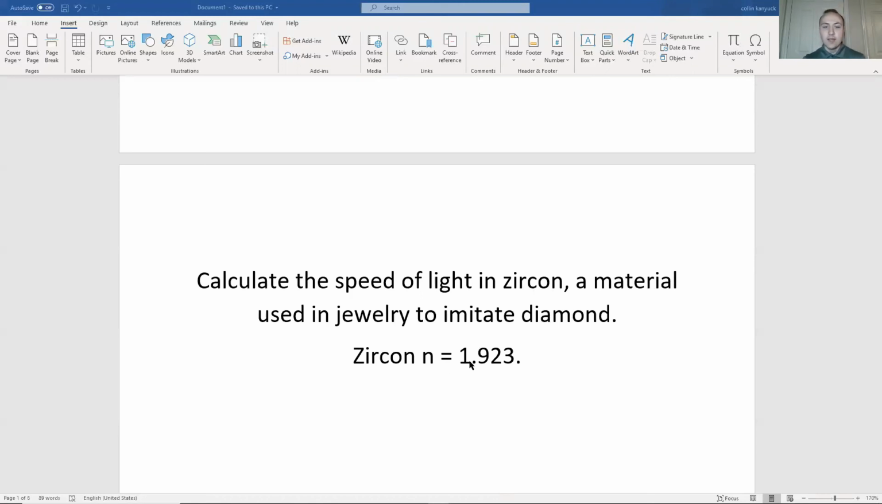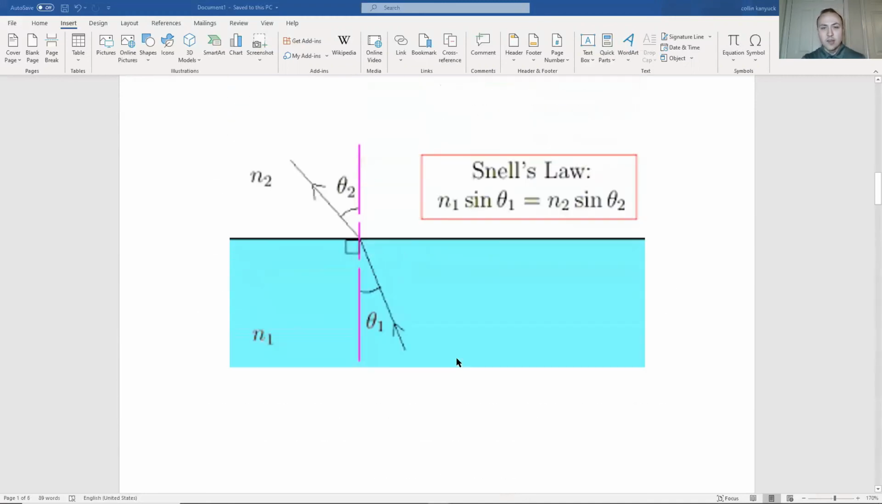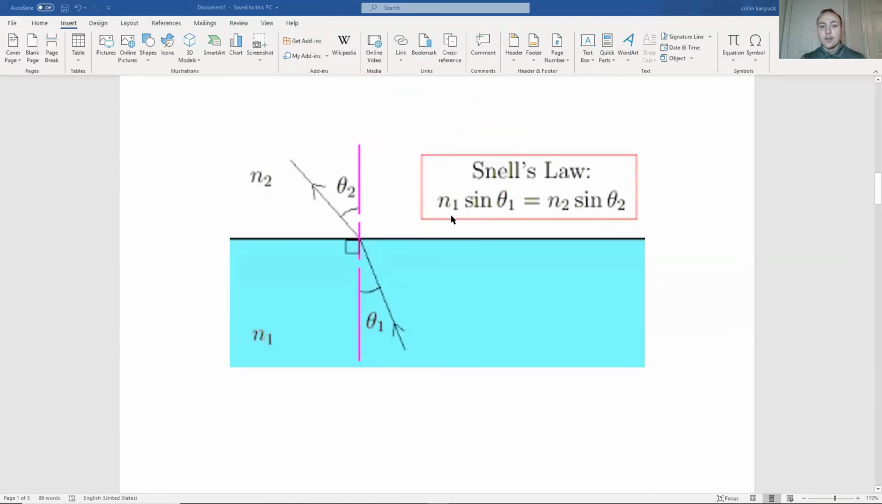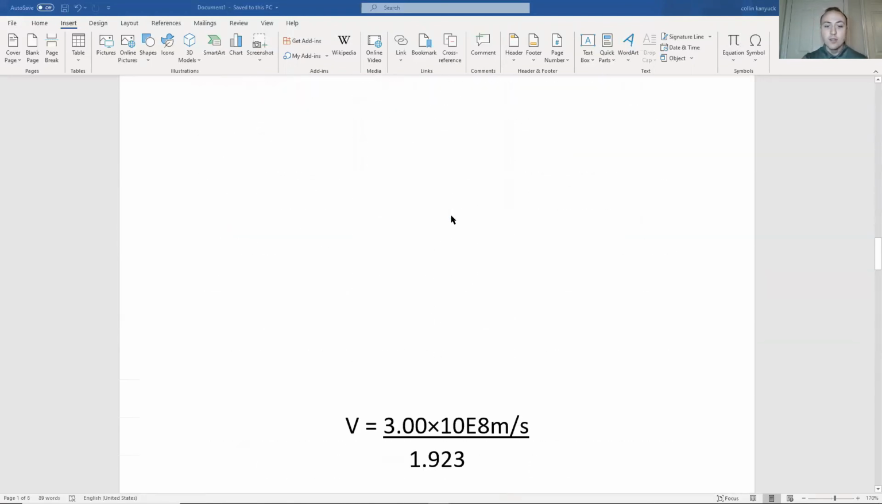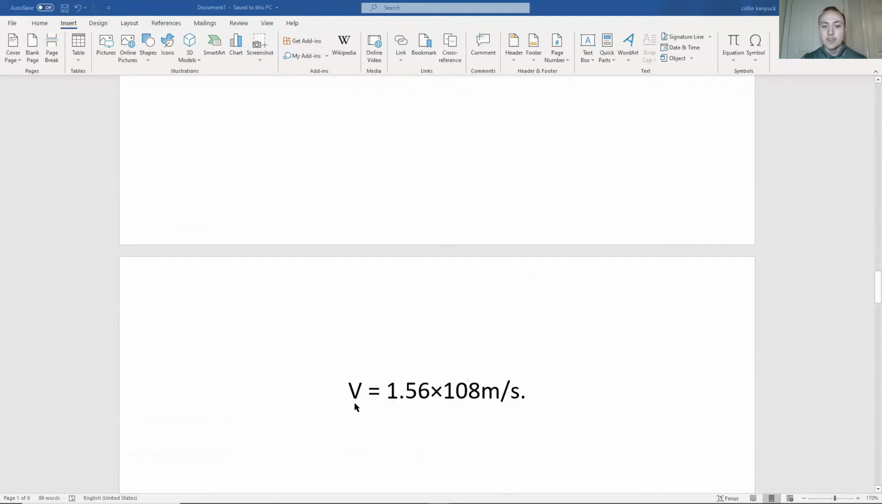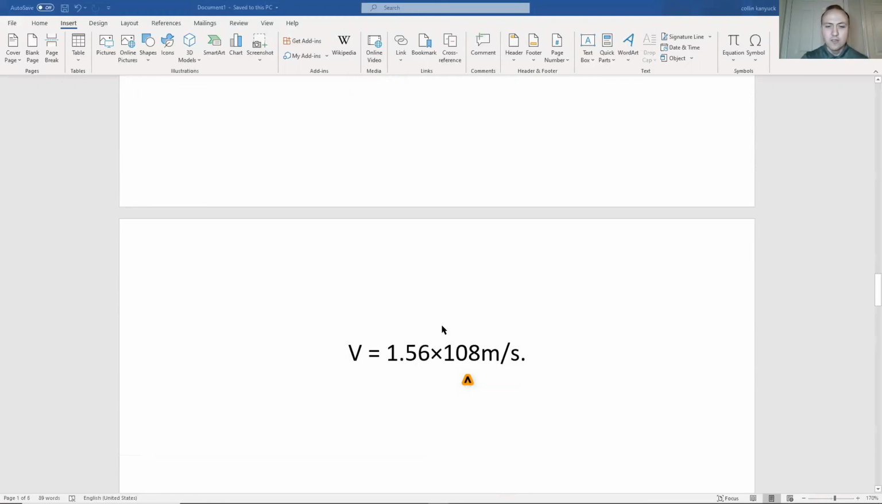I've provided the n already for us, the value of 1.923, and we should know what the speed of light is. We're going to use simple algebra to rearrange this equation so that we can solve for our velocity. If you did this correctly, you should have gotten velocity is equal to the speed of light over our n value. Set it up just like this, a very simple equation. By plugging that into a calculator, you should have gotten that your velocity was equal to 1.56 times 10 to the 8th meters per second. And that's the velocity. Very simple calculations for this first part.